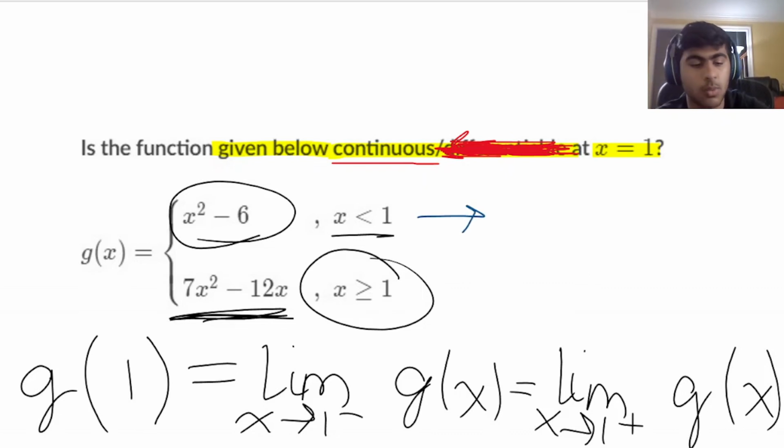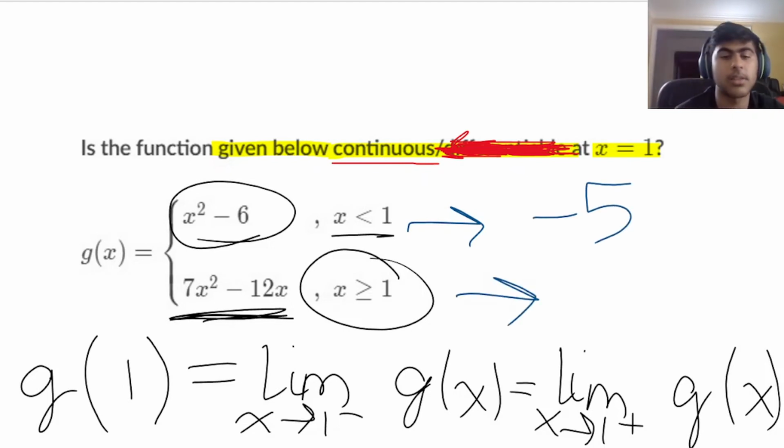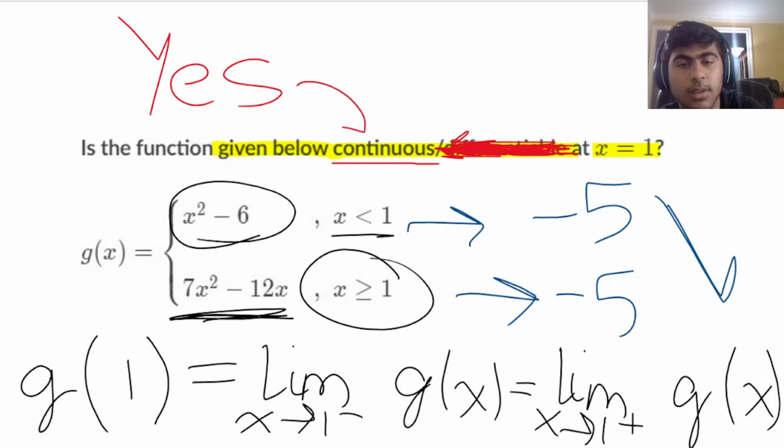1 squared is 1, obviously. Minus 6 is going to be negative 5. And then 7 times 1, 7, minus 12 times 1, 12. Also negative 5. So this will be continuous. And I guess the answer is just yes. Yes, it is continuous. We'll leave the differentiability for another time when we learn how to find derivatives.